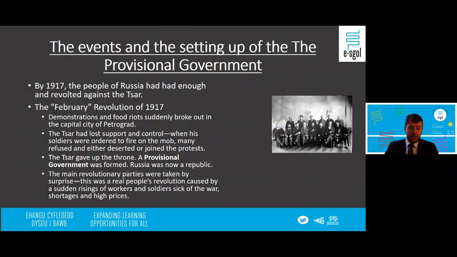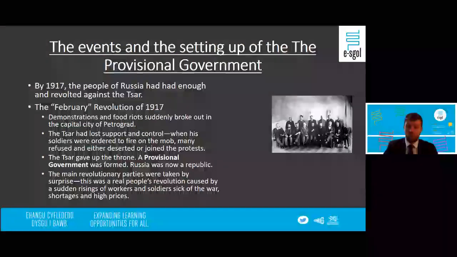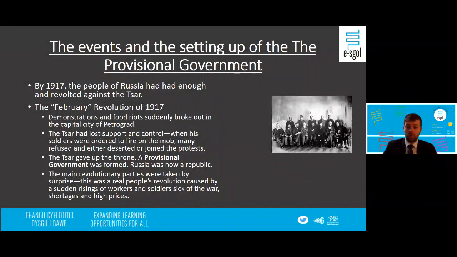What were the events then that set up the provisional government? Well, by 1917, the people of Russia had had enough of the Tsar. The February 1917 revolution saw demonstrations and food riots suddenly breaking out in the capital city of Petrograd. The Tsar lost control and support, particularly from the soldiers in the army, and the Tsar gave up the throne, with a provisional government being formed.